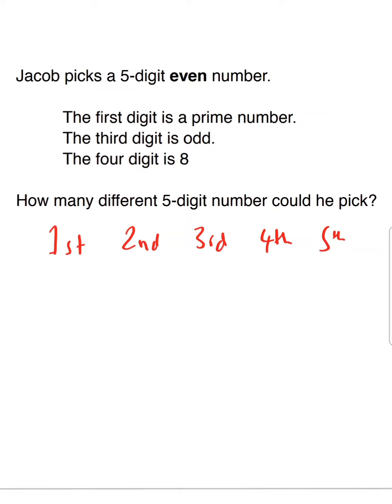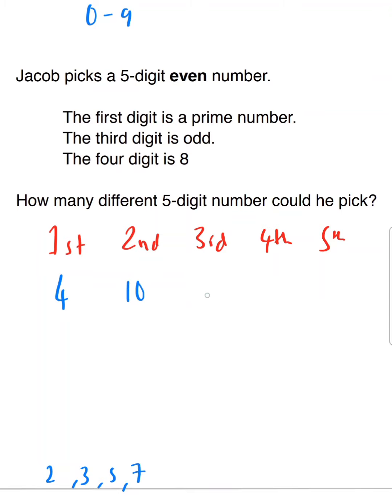So we know that the first digit is a prime number, so remember we're looking at numbers between 0 and 9. So all the prime numbers it could possibly be are 2, 3, 5, and 7. So that's 4 numbers. So we know we've got 4 potential possibilities for the first number. The second one, well, they've given us no constraints for the second one, so we know that there are 10 digits between 0 and 9. So that's 10 possibilities there.